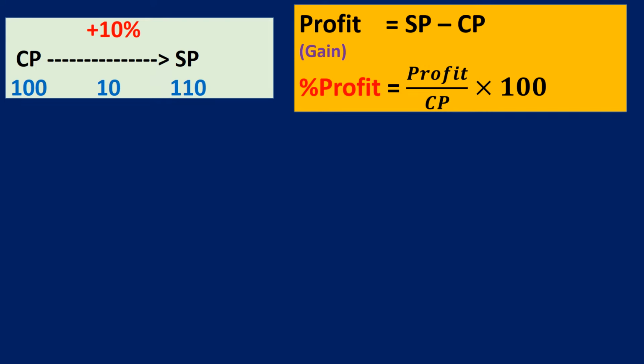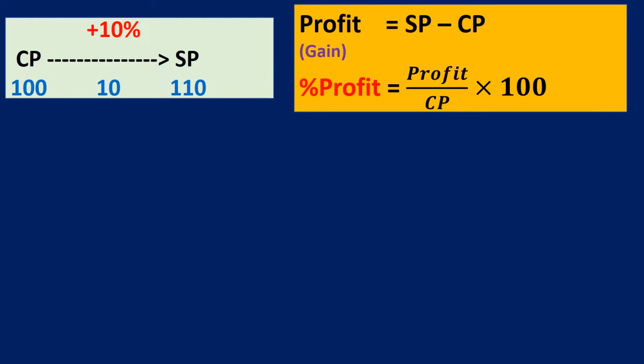The cost price of an item is the price at which it is purchased, whereas the selling price is the price at which it is sold. The difference between the selling and cost prices represents either a profit or a loss for the seller and is calculated as follows. Profit is calculated as the selling price minus the cost price.